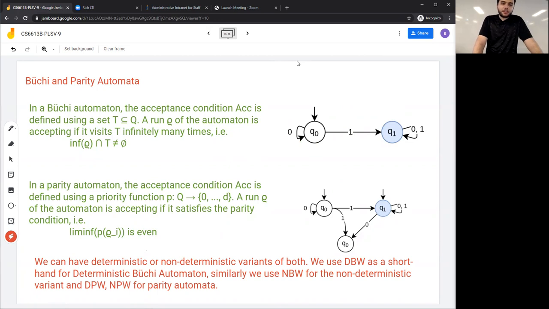And again, in the case of a non-deterministic automaton, it accepts an infinite word if there is at least one accepting run on that infinite word. Okay.